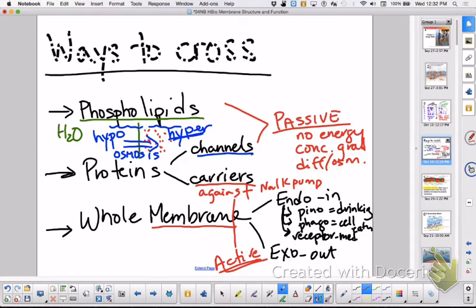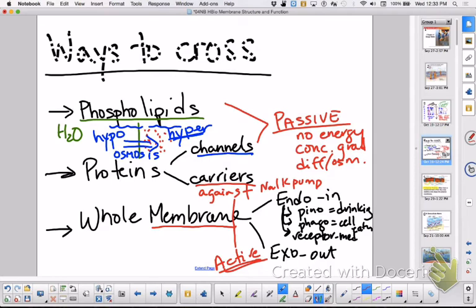Okay, so cucumbers are bigger than pickles, yes? Yeah. So what would we need to do to make a cucumber turn into a pickle? Put it in a hypertonic environment. And if we put it in a sweet hypertonic environment, that would be a sweet pickle, right? And what's the other kind of pickle? Dill pickle, like if we put it in salt, right?